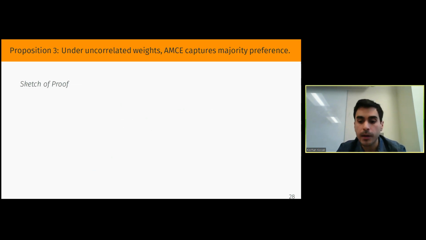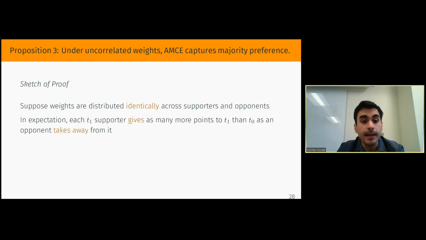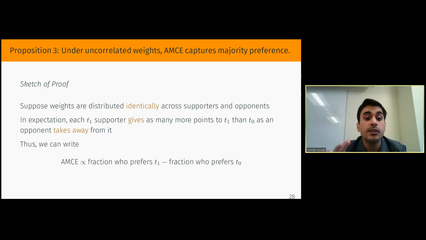And I'm going to walk through this very quickly because it follows very easily from the proof of proposition 2. When we suppose that preference weights are distributed identically across supporters and opponents, that is, preference direction and intensity are uncorrelated, then in expectation, each supporter of T1 gives as many more points to T1 than T0 as an opponent of T1 takes away from it, which means that if we call this difference, say, delta, we can just factor out this delta and write that the AMCE must be proportional to the fraction who prefers T1 minus the fraction who prefers T0, meaning that the AMCE will be positive if and only if more people prefer T1 than T0.